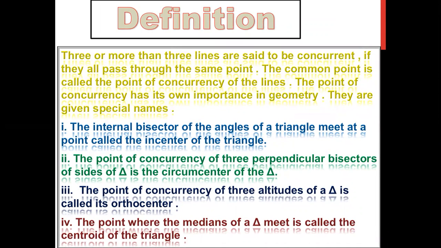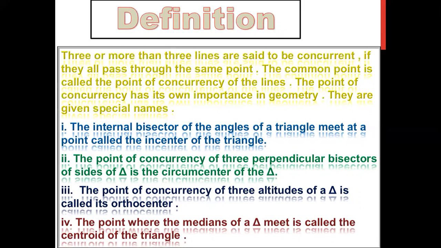Three or more than three lines are said to be concurrent if they pass through the same point. The common point is called the point of concurrency of the lines. Concurrency means common point, the point of intersection of three lines. The point of concurrency has its own importance in geometry. Special names are given.